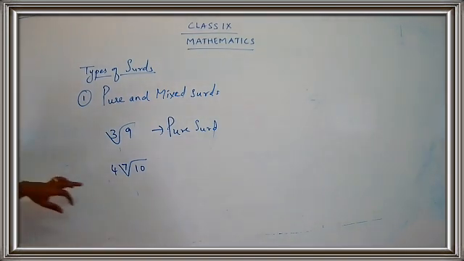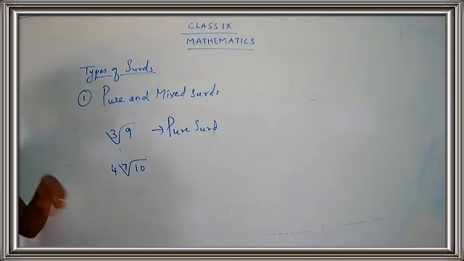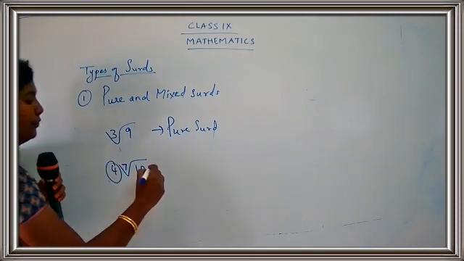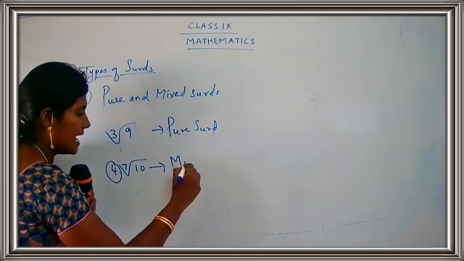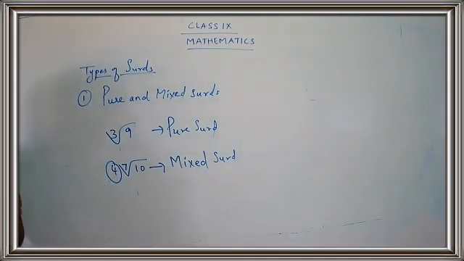So here, what about the coefficient here? The coefficient is 4. So the coefficient is other than 1. If the coefficient is other than 1, you have to consider this surd as a mixed surd. Are you clear with the difference between pure and mixed?